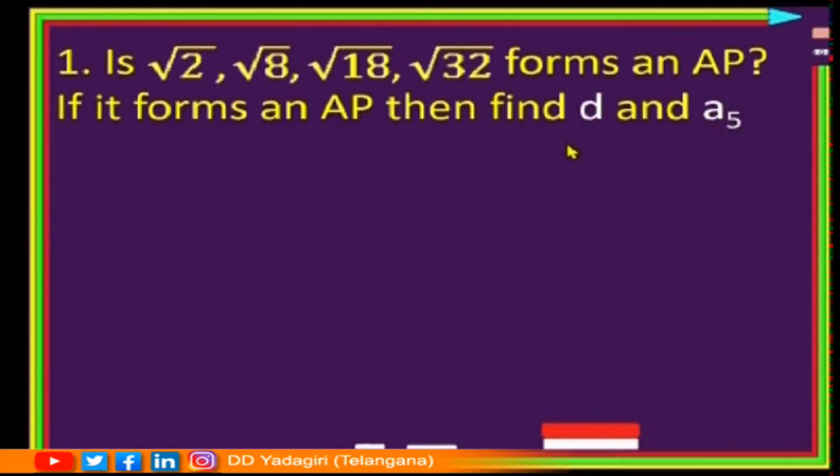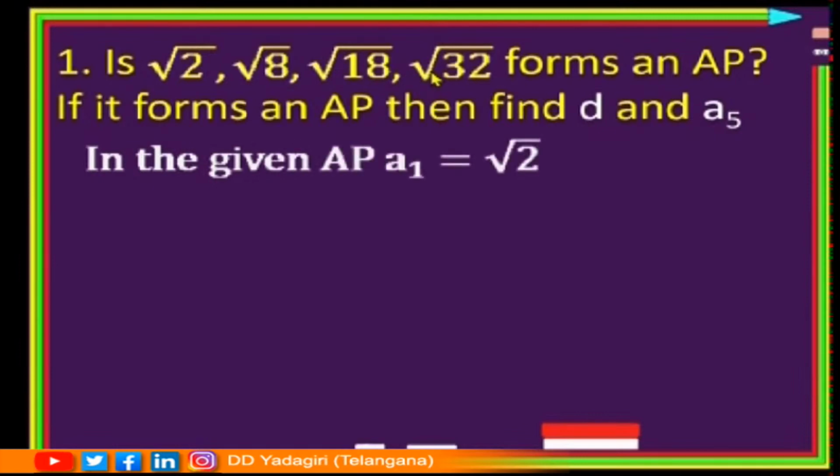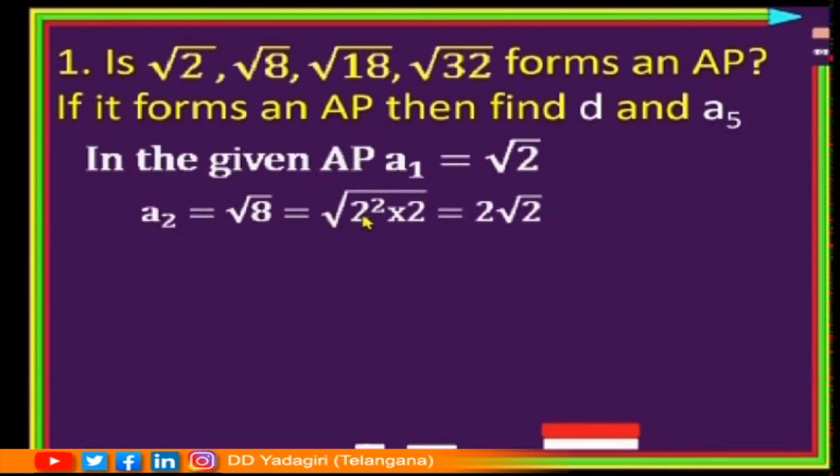Okay, so students, when we have one problem, we have to read the problem carefully and try to write the given data and try to write the related formula, and we can solve the problem easily. Okay, so here what are given? Root 2, root 8, root 18, root 32 are terms. So in that one, first term is root 2, which is denoted with a1. Okay, so what is next term? That is root 8. 8 can be written as 2 square into 2. 2 into 2 into 2 is 8. 2 square into 2. What is the square root of 2 square? That is 2, and into root 2. So the value of root 8 is 2 root 2.